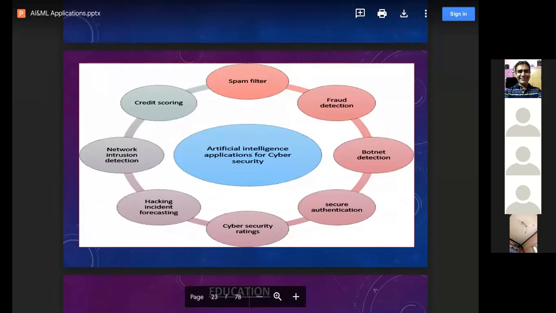Automatically, it will be able to identify that it's a phishing site, it's vishing, from the phone call itself. Then you have cybersecurity ratings, which are given to organizations. Then botnet detection, fraud detection, all these things play a very, very important role in terms of AI applications in cyber security.